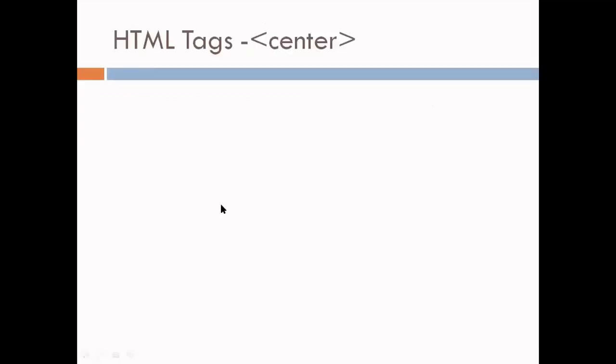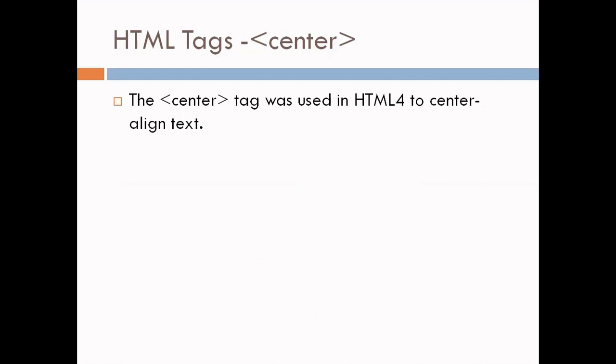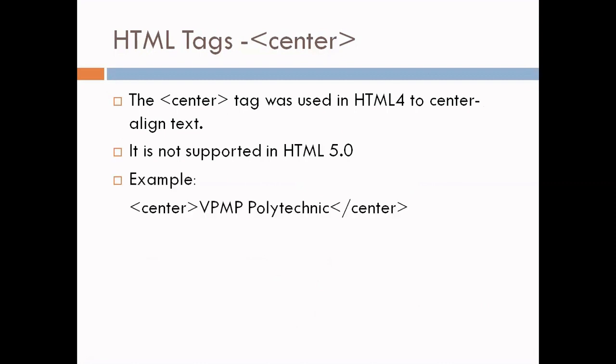The next tag is the center tag. As we already know the meaning of center, center means middle. The center tag is used to display some text, some image or some content in the center of a web page. The center tag was used in HTML4 to center align text. It is not supported in HTML 5.0. Example: center, then VPMP Polytechnic, then closing center tag. It means VPMP Polytechnic will be displayed in the center of the web page.